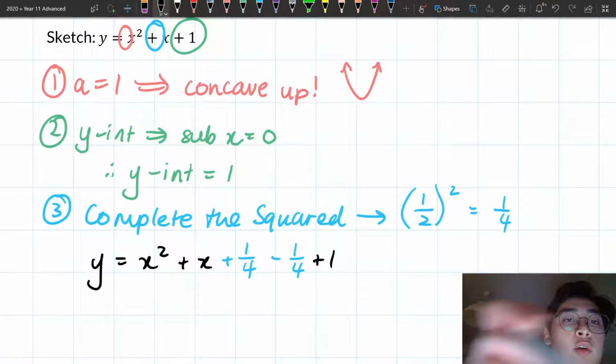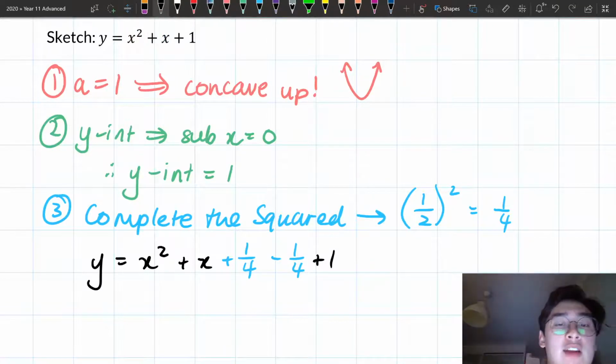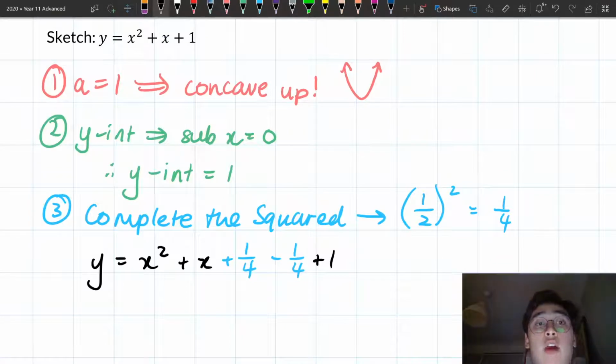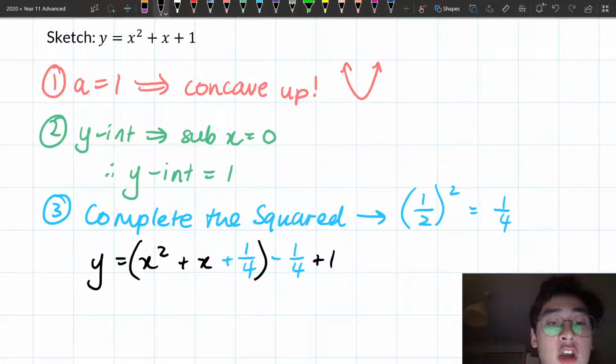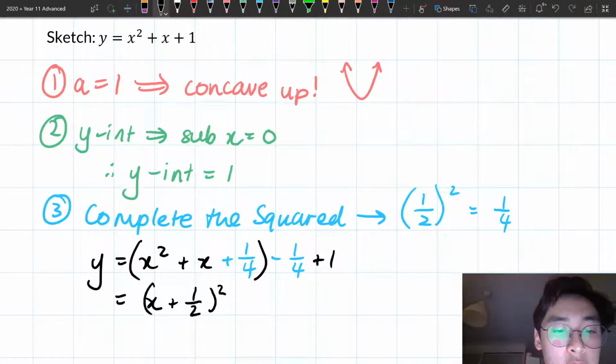So I'm going to erase so that we can see it a little bit better. Okay, so I've got x squared plus x plus a quarter minus a quarter plus 1. Now, from here, what do we do? Well, we group the first 3 terms because they form a perfect square. So this becomes x plus a half, all squared.